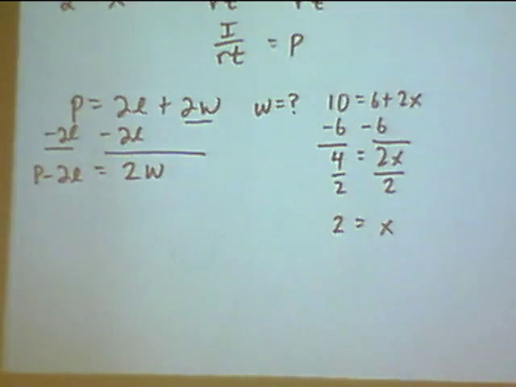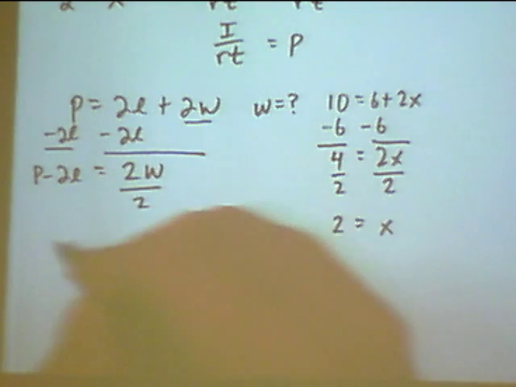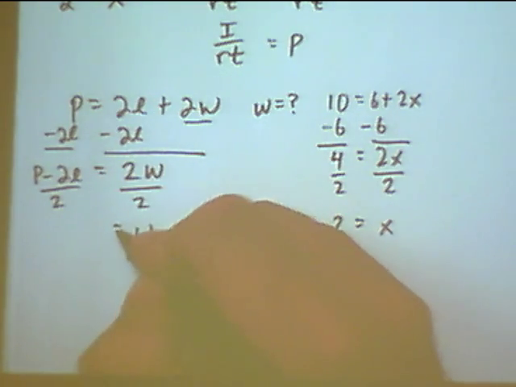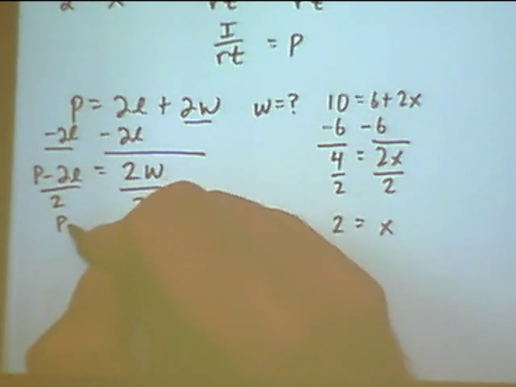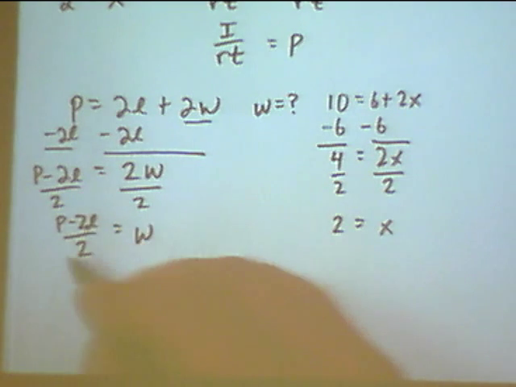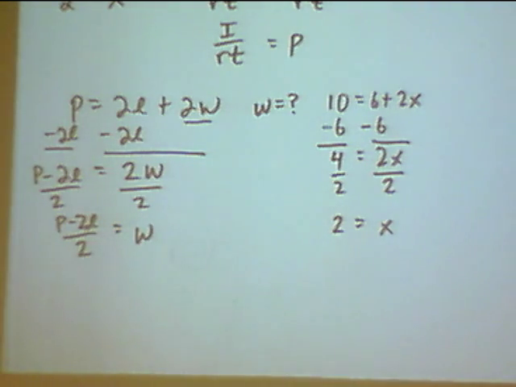The same principle applies here. If I want to get w by itself, and right now it's 2 times w, to get rid of that 2, I divide both sides by 2. And I end up with w equals (p minus 2l) over 2. Granted, the formula looks a little bit messier because you have these extra variables, but now we have solved for w.